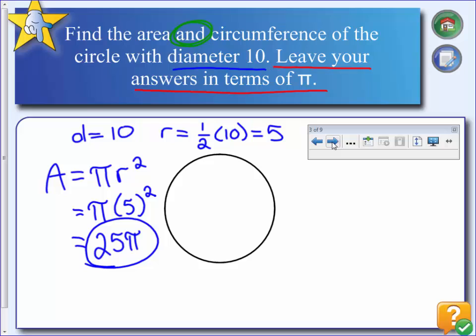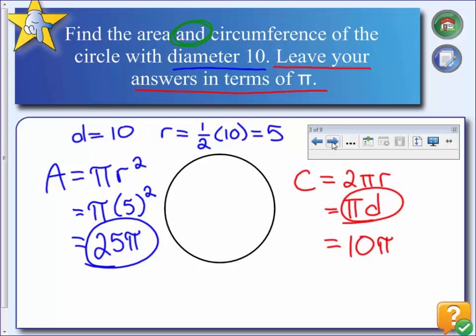For circumference, you're using the formula either 2 times pi times my radius, or just pi times your diameter. Well, since we were given the diameter, I'm going to go ahead and use this formula right here. My diameter was 10, so this is 10 pi. Again, no units. We are done.